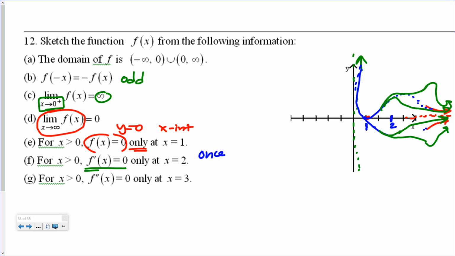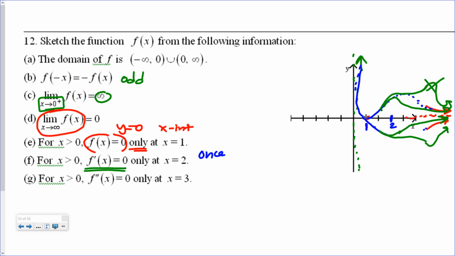Reread this one. It says the relative max, min, or horizontal tangent line. You can have a slope of 0 only how many times? 1. You can only have a relative max, min, or horizontal tangent line only once, and that has to happen at 2. Okay, so if I follow this top line here, how many times do I have slope of 0? 1, 2, 3. Okay, more than 1. So it's not this line.